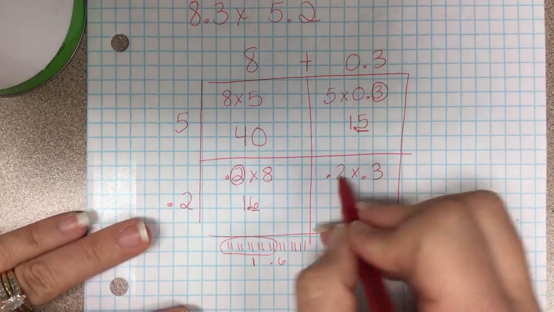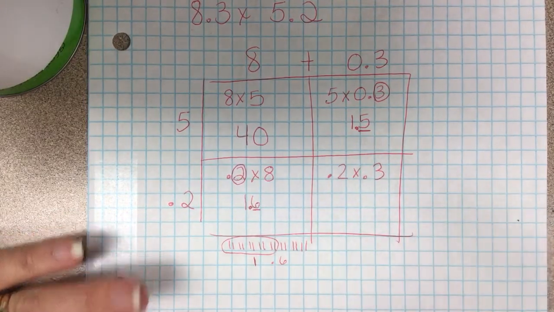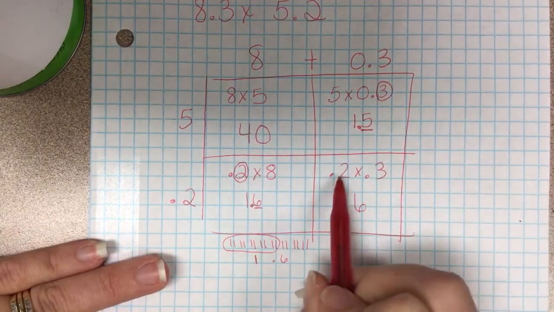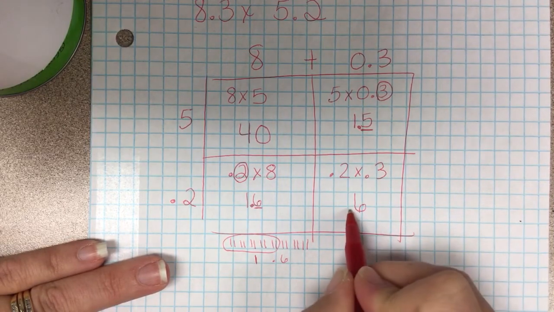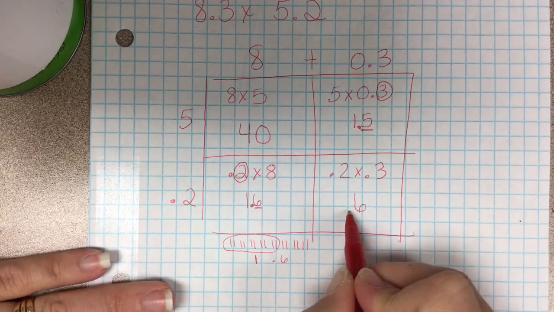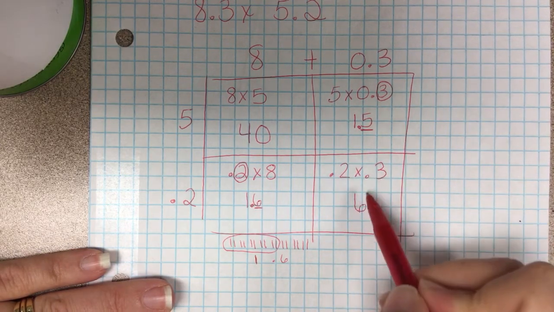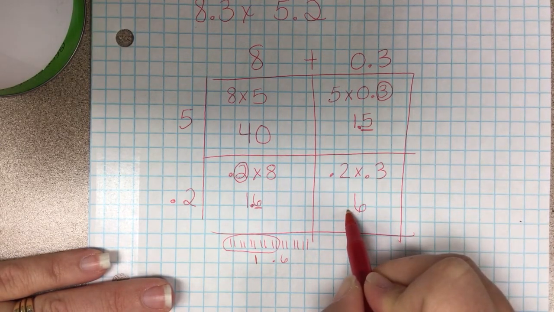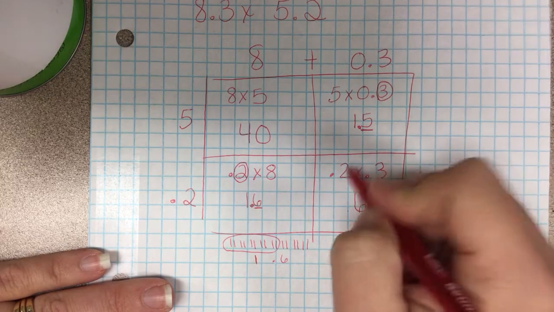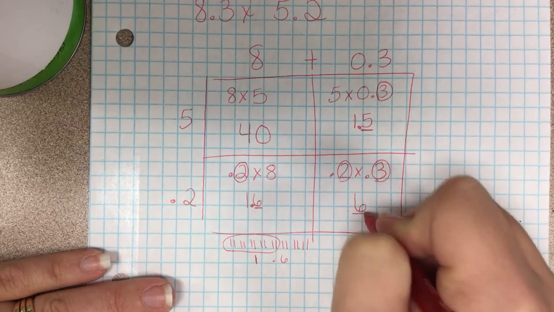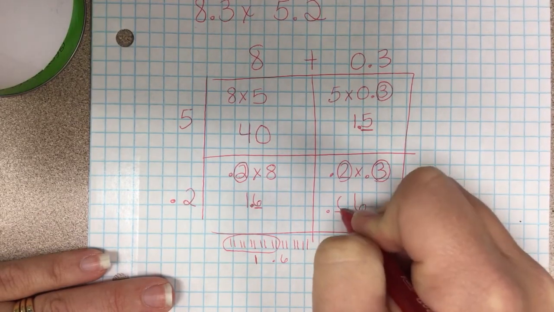Now here is our first mistake. This is the first very common mistake. People came in, 2 times 3 and they got 6, and they just simply put a decimal there. They didn't think about place value. So a part times a part is not going to give me something larger. Tenths times tenths gives me hundredths.